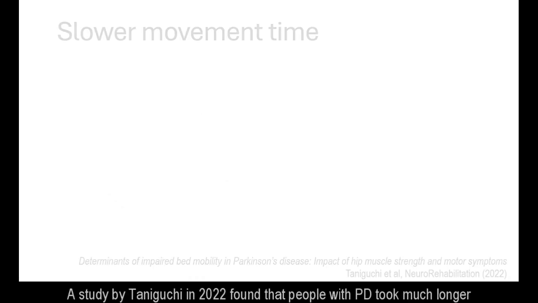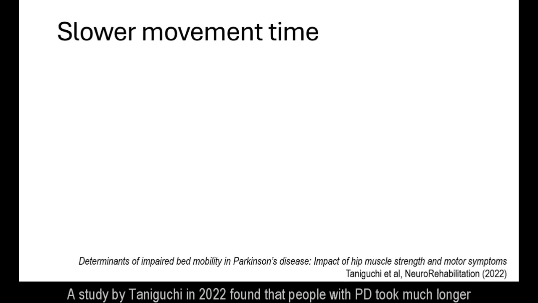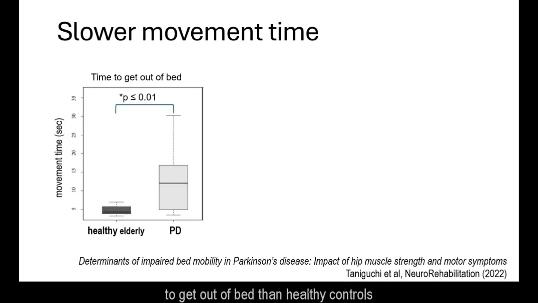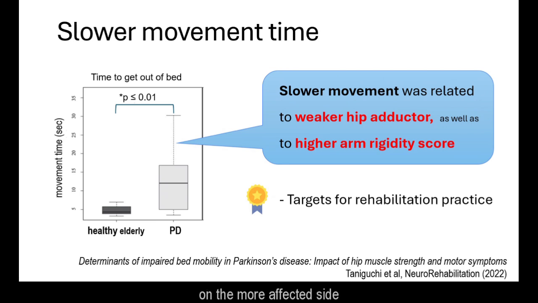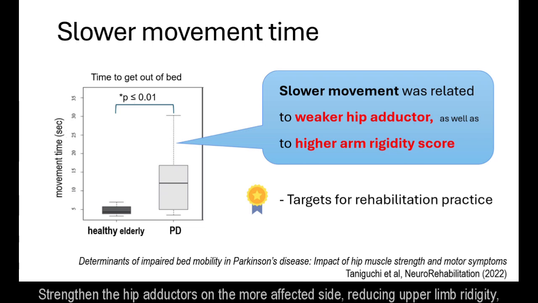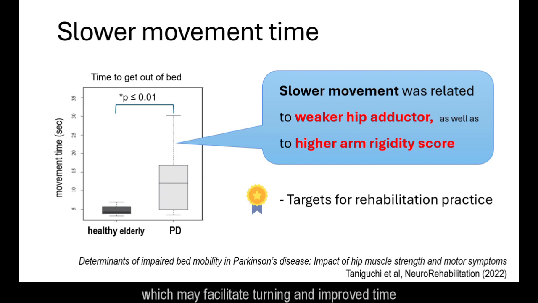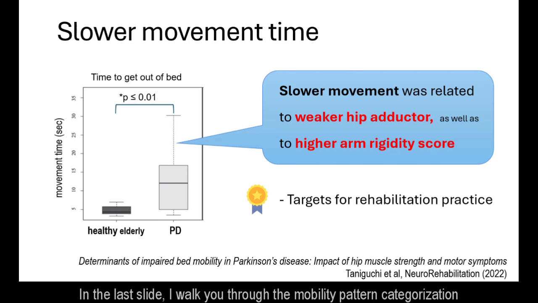A study by Taniguchi in 2022 found that people with PD took much longer to get out of bed than healthy controls. Yes, it's common sense, but here's a key point. Slower bed mobility was associated with weaker hip adductor torque on the more affected side. These associations point to rehab targets: strengthen the hip adductors on the more affected side and reduce upper limb rigidity, which may facilitate turning and improve time. In the last slide, I'll walk you through the mobility pattern categorization.